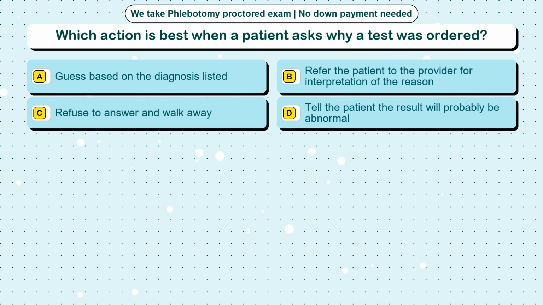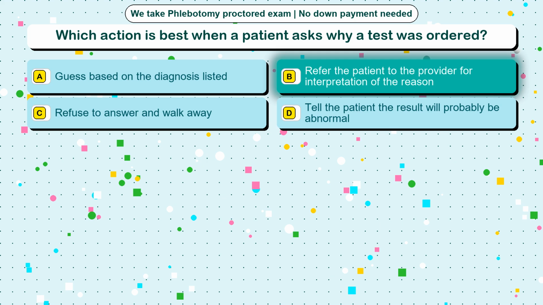Question 5. Which action is best when a patient asks why a test was ordered? Option A. Guess based on the diagnosis listed. Option B. Refer the patient to the provider for interpretation of the reason. Option C. Refuse to answer and walk away. Option D. Tell the patient the result will probably be abnormal.